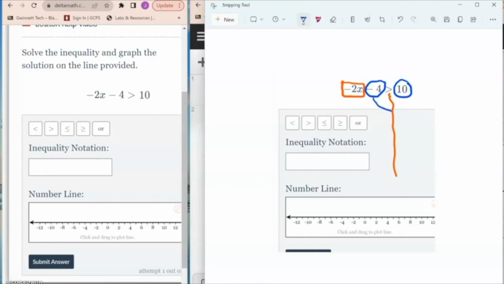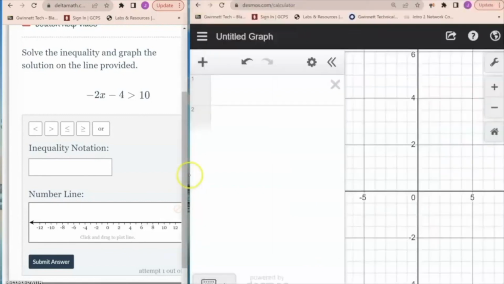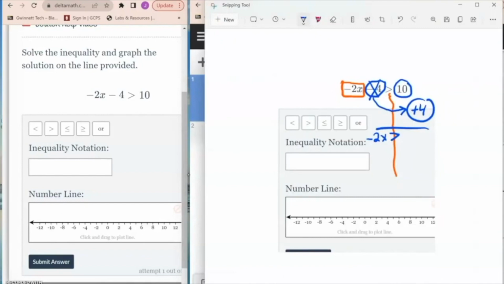So again, this crosses the river. It gets wet. It has to change clothes. So it has to change from -4 to +4. Okay, so now I have a box here, which is just negative 2x. On this side, I have greater than. On this side, I have 10 plus 4. And if I just put that in the calculator, 10 plus 4 is 14. So once again, you can just put it in the calculator. It's going to be 14. Okay, then I'm going to do the next step.